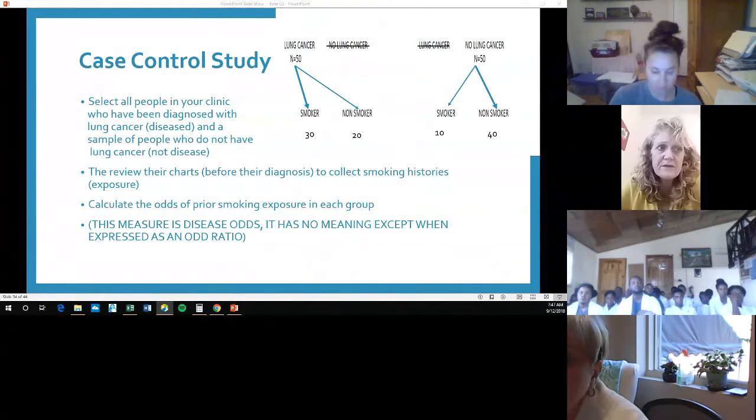So we have a group of all of the people in your clinic who have lung cancer, and you'll select a comparison group of people without lung cancer.